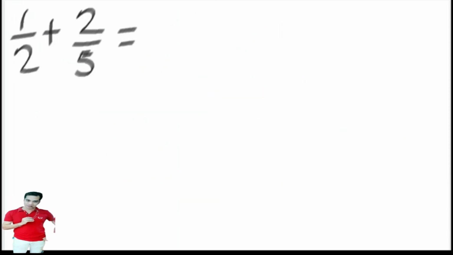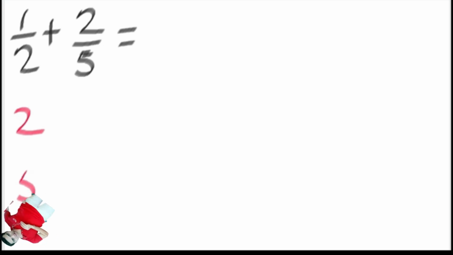To start, 1/2 plus 2/5. What is the LCD of 2 and 5? To find the LCD, we have three methods to apply. The first, or the best way to find the LCD, is the listing method. We write all the common multiples of 2 and 5.